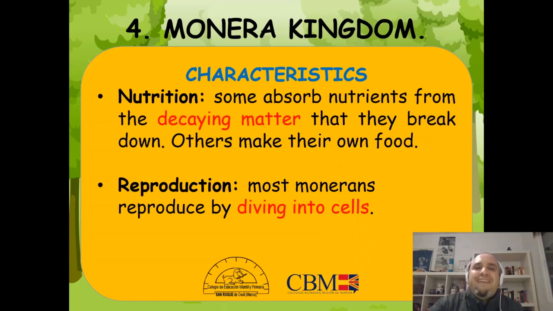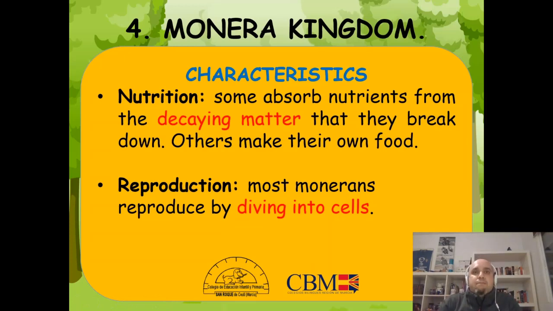And normally they are bacteria. So mostly all the bacteria are Monera, okay? They belong to the Monera kingdom. And some Monerans absorb nutrients from the decaying matter, like fungi, but others make their own food. They can vary from making their own food, like plants, to absorbing nutrients from decaying matter. And normally Monerans reproduce by dividing into cells. So one cell divides into 2 cells, okay?